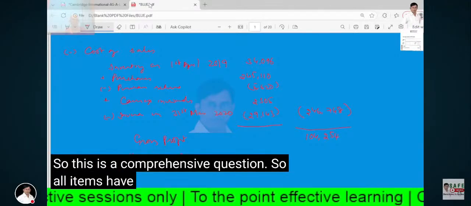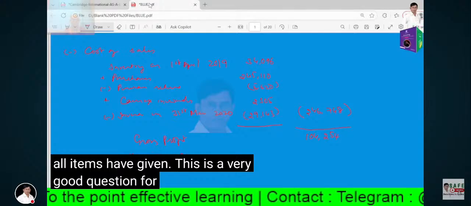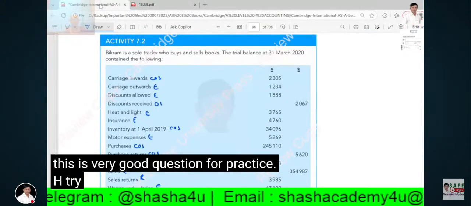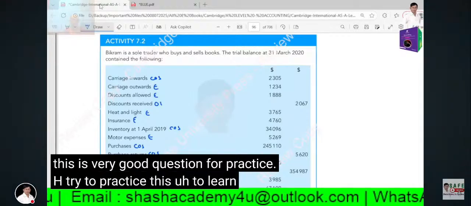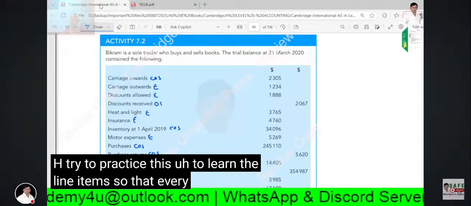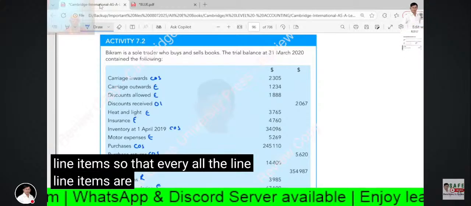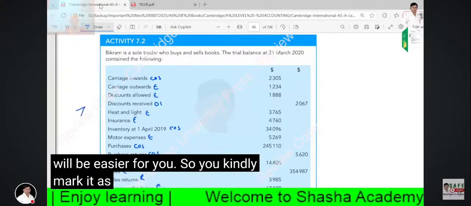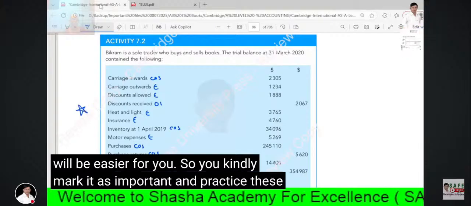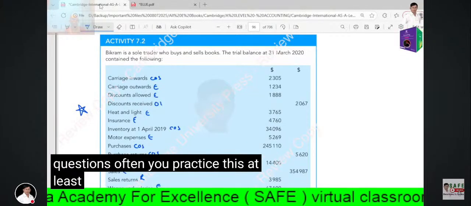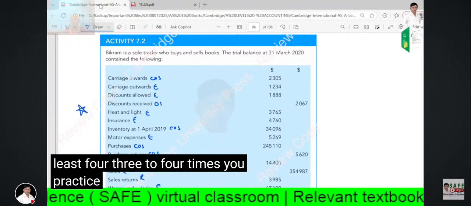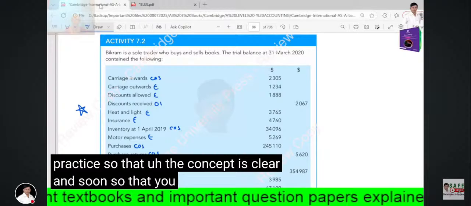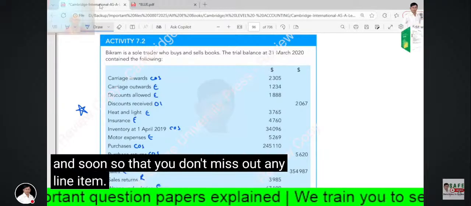So all items have been included. This is a very good question for practice. Try to practice this to learn the line items so that all the line items are included. So it will be easier for you. So kindly mark it as important and practice these questions. Practice this at least 3 to 4 times so that the concept is clear and you don't miss out any line item.